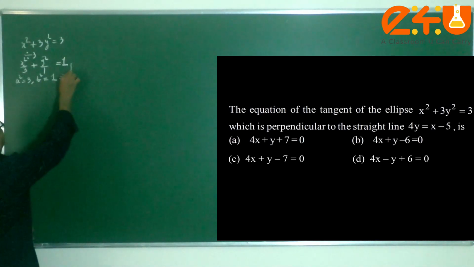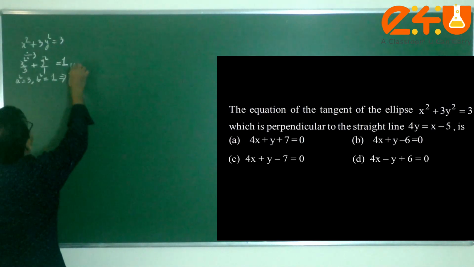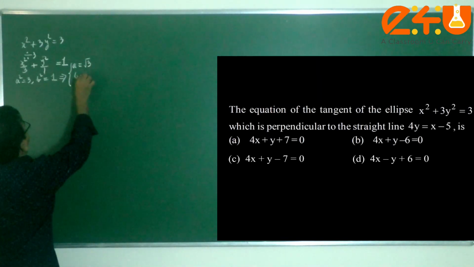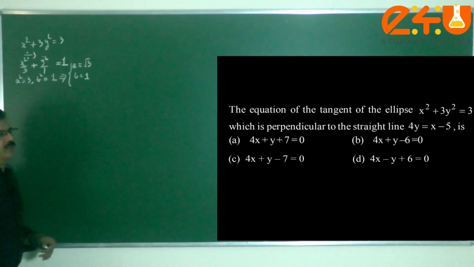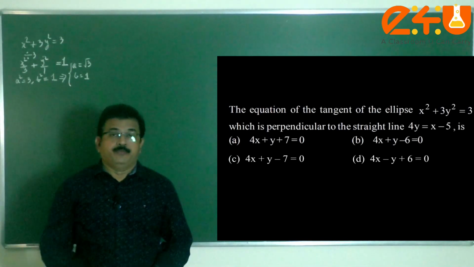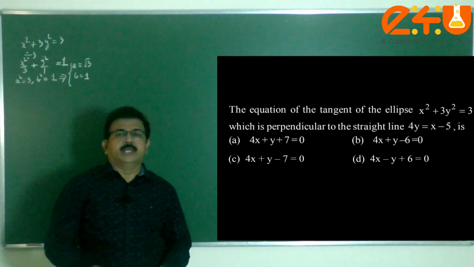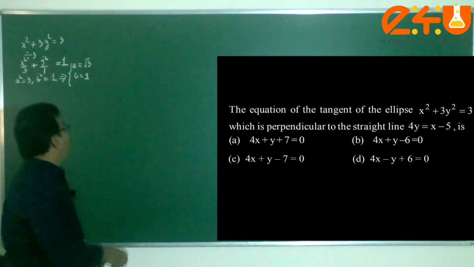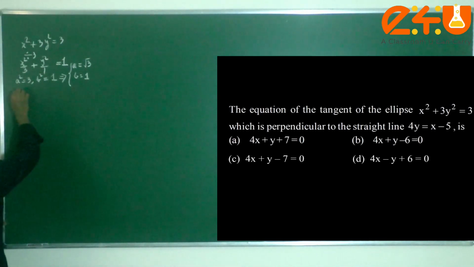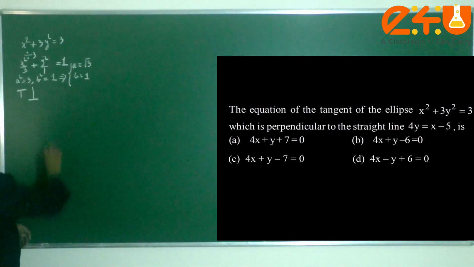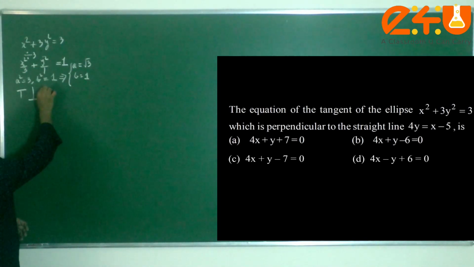Also, let me write: semi-major axis A is square root 3 and semi-minor axis B value is 1. Okay, what is the benefit? What we want is the equation of tangent, but the tangent must be perpendicular to the line.